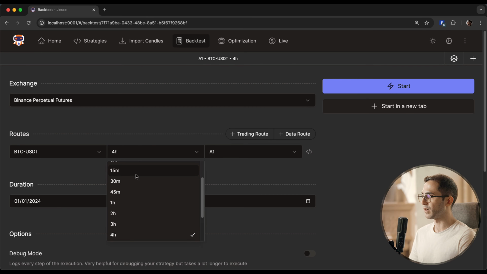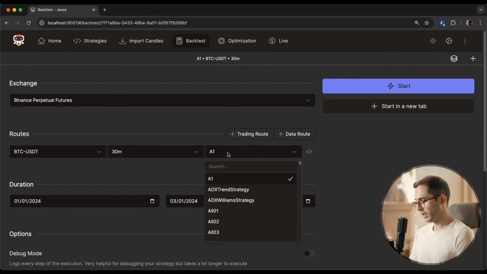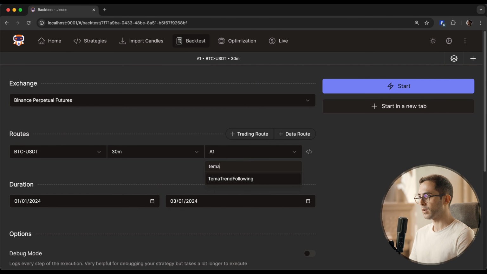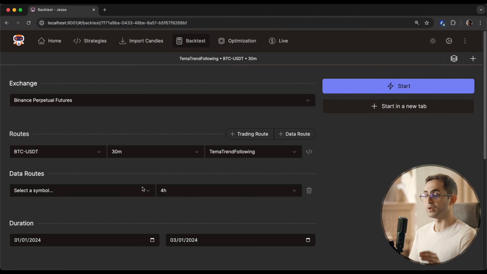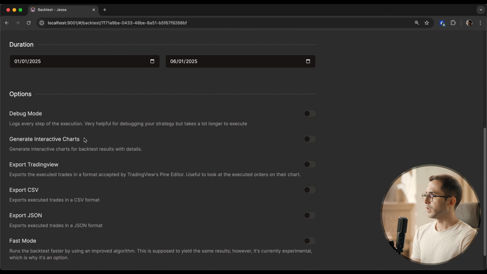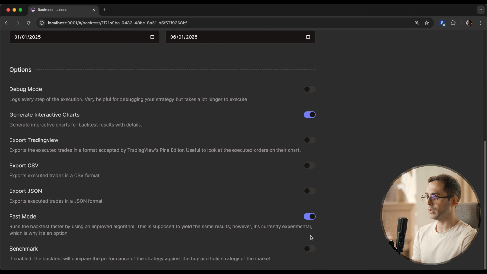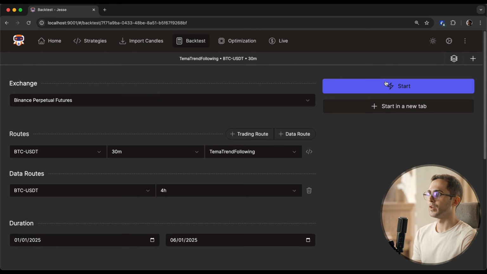The trading time frame must be 30 minutes. Here, let's choose TEMA trend following. We also have one data route because we're using the bigger time frame, which is 4 hours with the same symbol. And let's begin by backtesting the first 6 months of 2025. Let's enable the interactive charts, the fast mode, and the benchmark feature. So let's run it.